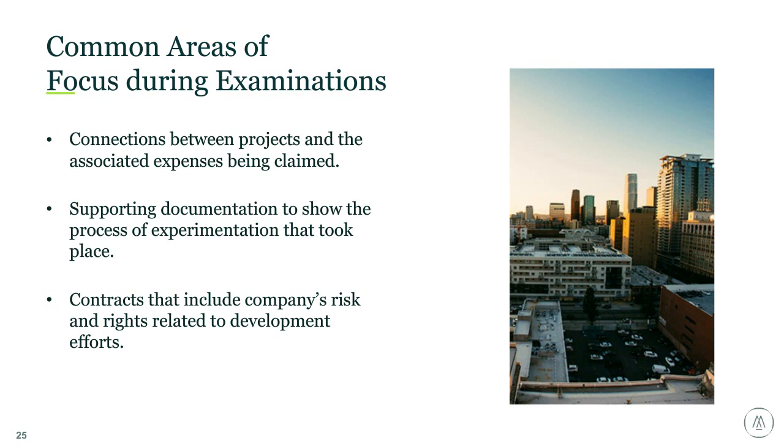First one being able to connect the projects and expenses being claimed. So being able to show how the activity and the expenses tie together, whether it's through job cost reports that have descriptions of activities and phase codes, and being able to narrow down to those specific activities or those specific expenses is a good paper trail or documentation to show how those tie together.